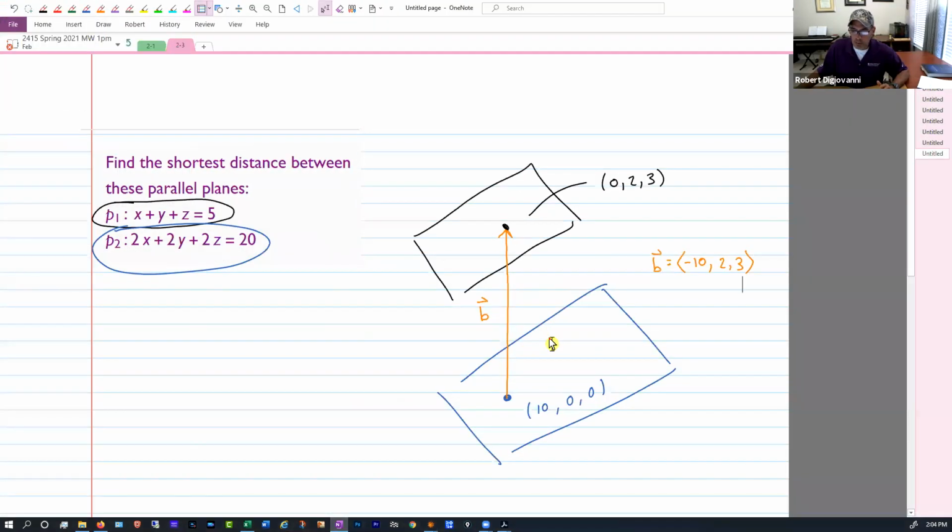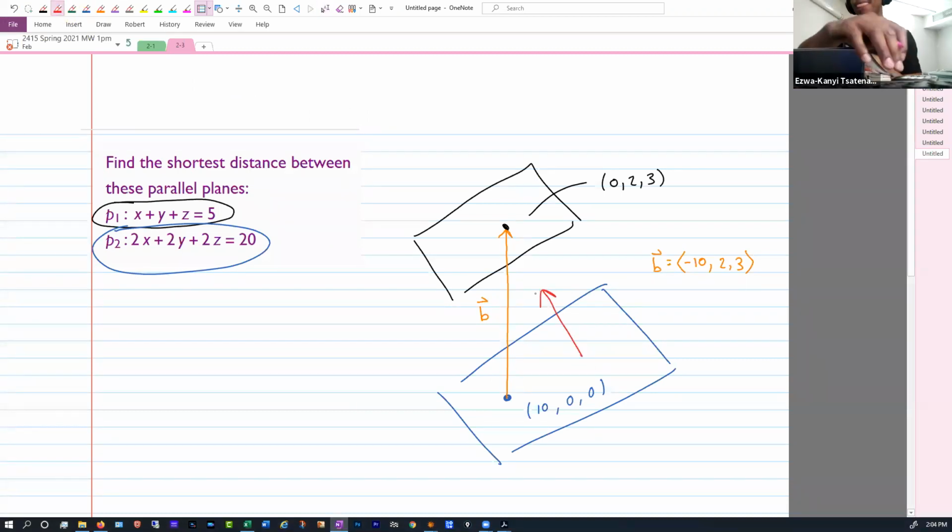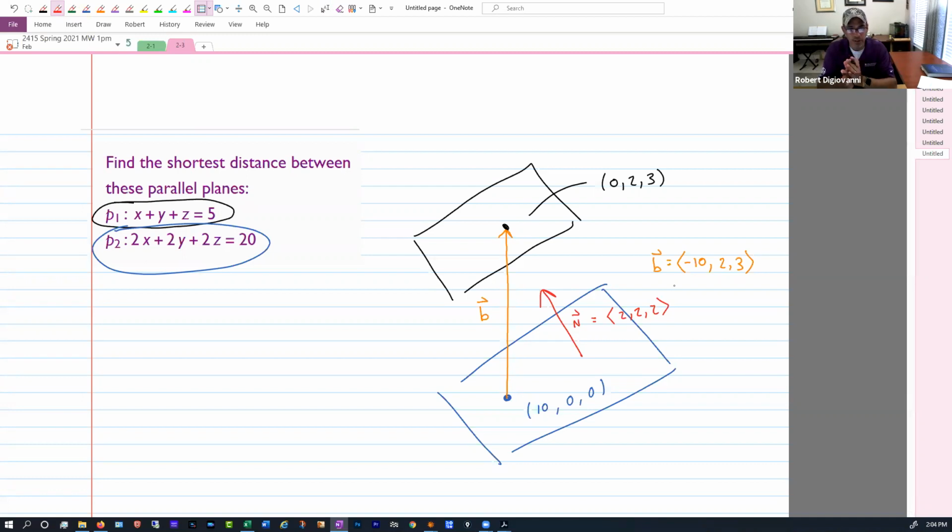So you get the normal of this plane, right? And what is that normal? I'm going to call it N. Of the bottom plane, wouldn't it be 2, 2, 2? 2, 2, 2. Okay. Now we have to project which vector onto which vector, or we're actually doing the component. So we're doing the component of the B vector onto the N vector.